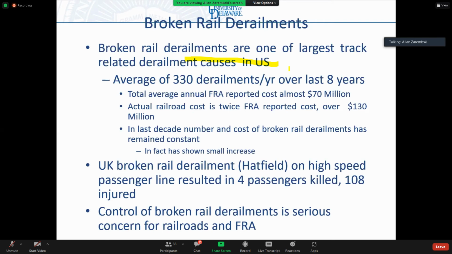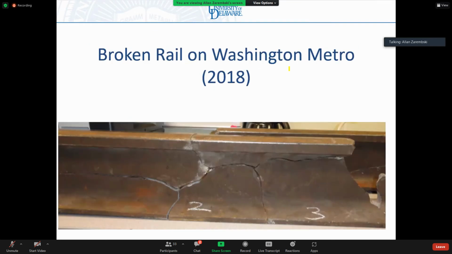Now, for those of you who said, like the British, that it's just a heavy axle load phenomenon, those crazy Americans and the crazy Australians who run very heavy axle loads, they get what they deserve because they run heavy axle loads. This is a broken rail derailment that occurred in Washington Metro. So this is a metro.